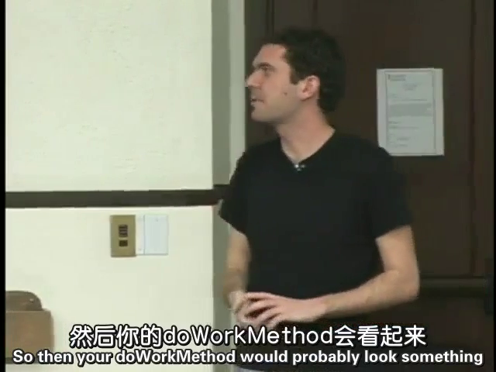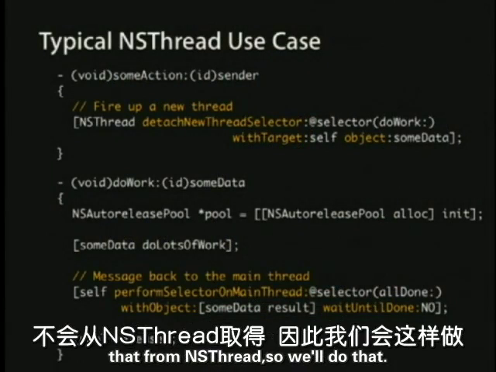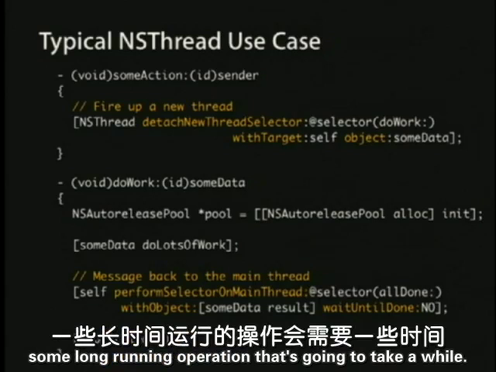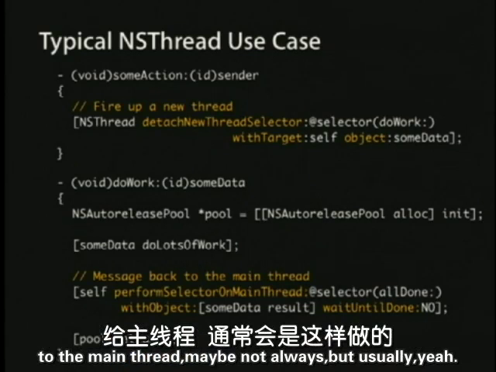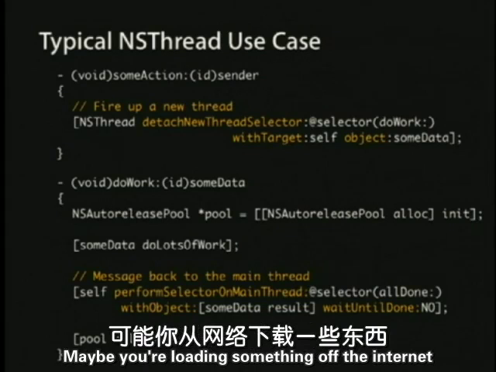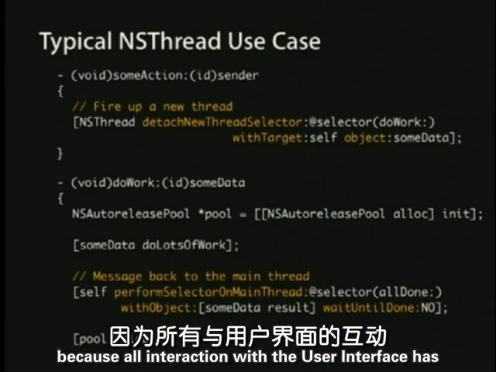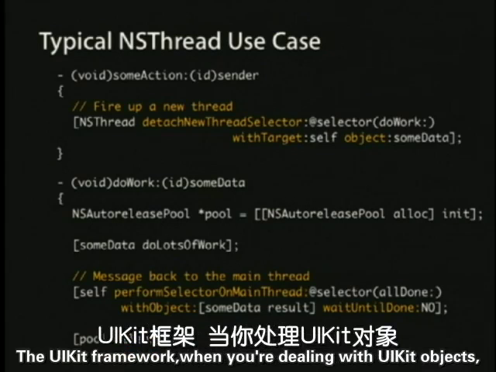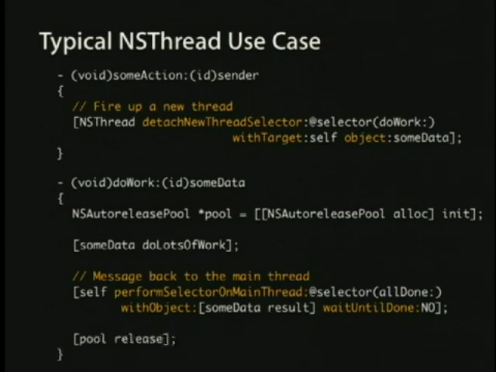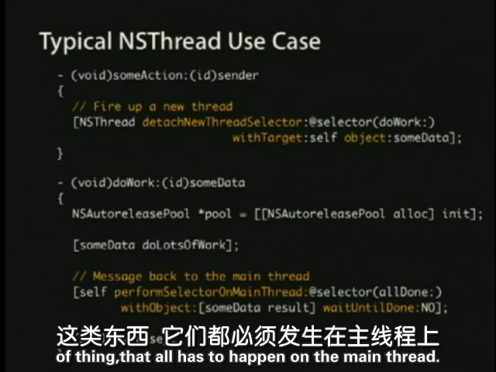So then your doWork method would probably look something like this. As I mentioned, you have to create your own autorelease pool because you won't get that from NSThread. So we'll do that. We'll call doLotsOfWork on some data, some long-running operation that's going to take a while. And then when we're done, we want to message back to the main thread. Maybe not always, but usually. You're going to want to call back to the main thread to tell it that you finished whatever this work was. Maybe you're loading something off the internet so that you can populate your table view cells. You want to message back to the main thread because all interaction with the user interface has to happen on the main thread. The UIKit framework, when you're dealing with UIKit objects, views, and updating strings on labels and that kind of thing, that all has to happen on the main thread.